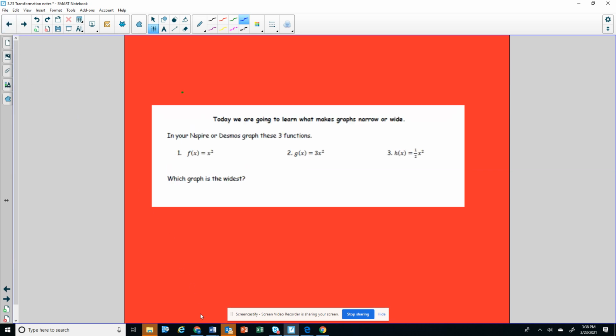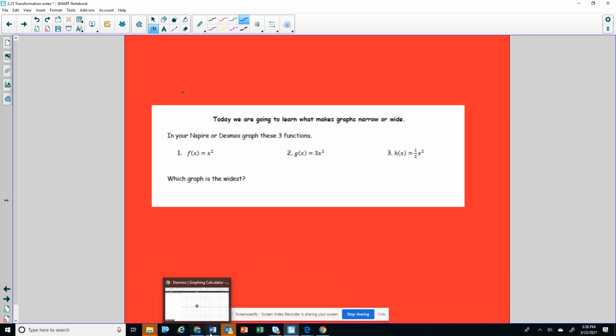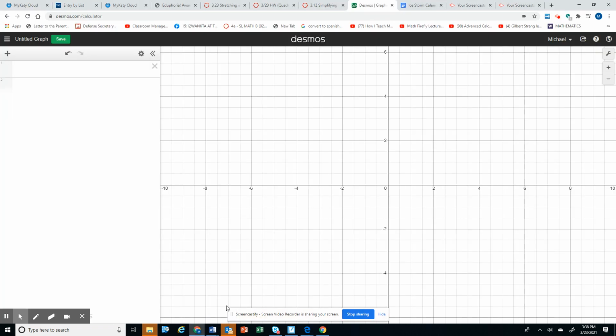Okay, went back too far. Let's look at Desmos. Here we go, Desmos. Okay, so we're going to plot those 3 functions, and if I can get my notes correct, those 3 functions are.